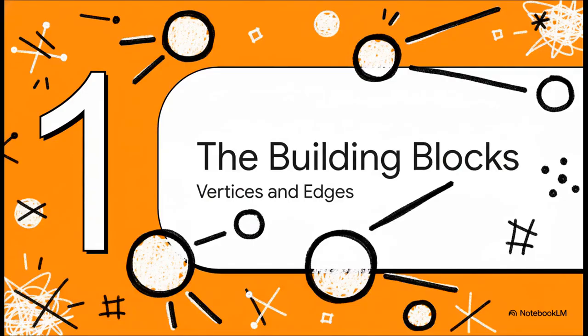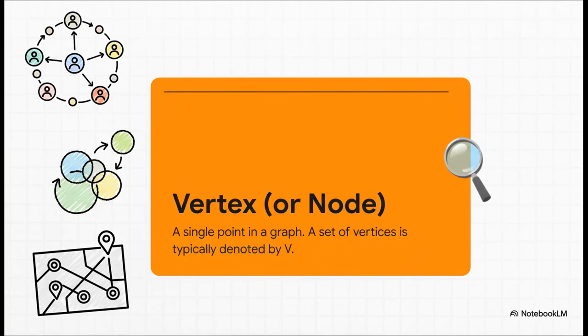So, where do we even start? Let's break this down to the absolute basics. Every single one of these complex networks, no matter how huge, is built from just two incredibly simple components. First things first, we have the vertex. You can also call it a node. All it is is a single dot. Seriously, that's it. Now, that dot could represent just about anything: a person in your friend group, a city on a map, or a single web page.